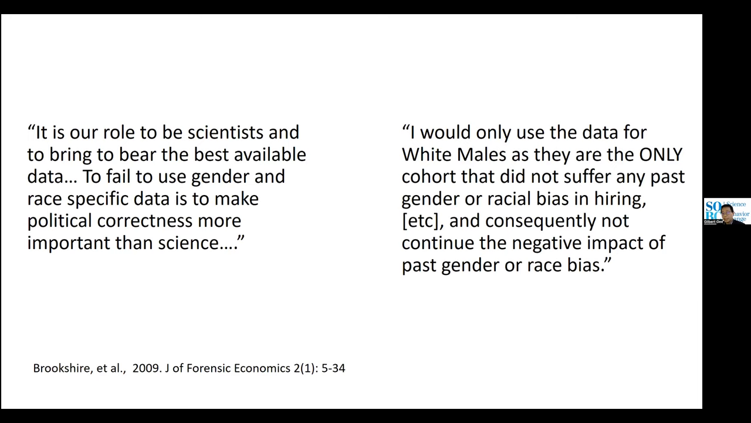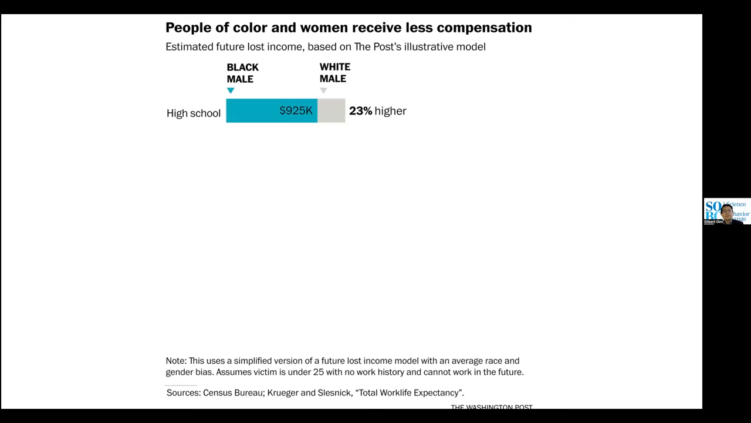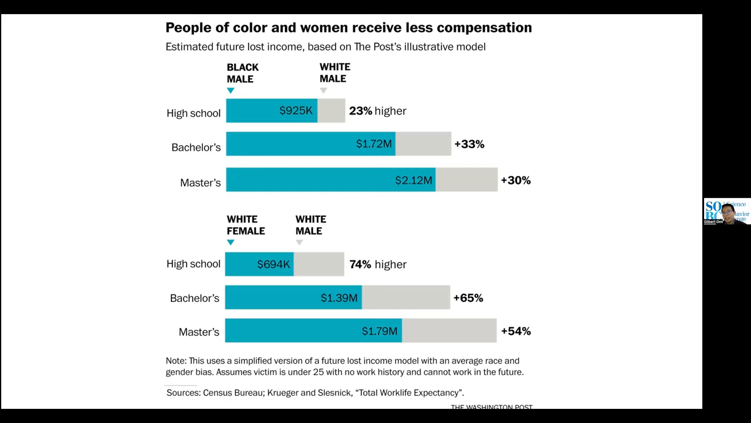The Washington Post, for example, did some work looking at the compensation that was lost to people of color. In this case, you can see that the compensation offered to Black males with a high school degree was less than that of white males. Again, these are for court settlements, and this holds for all different levels of education, and it holds across gender as well.